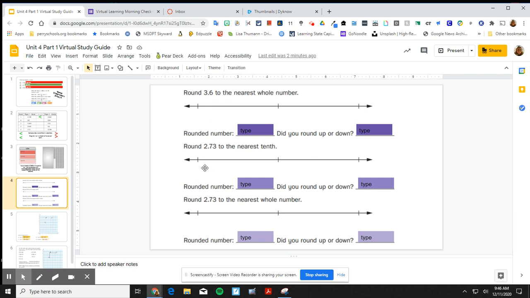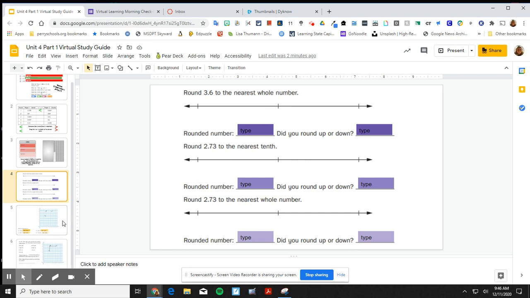2 and 73 hundredths, you're going to round to the nearest tenth. So here you can use that number line again to help you. You'll have to insert your own text boxes for that. And you're going to round it to the nearest tenth. So you're going to tell me what 2 73/100 would round to as a tenth. Tell me, did you round that number up or did you round that number down? 2 73/100 again to the nearest whole number. Again, use that number line for yourself. Tell me what the rounded number is. Did you round up or did you round down?